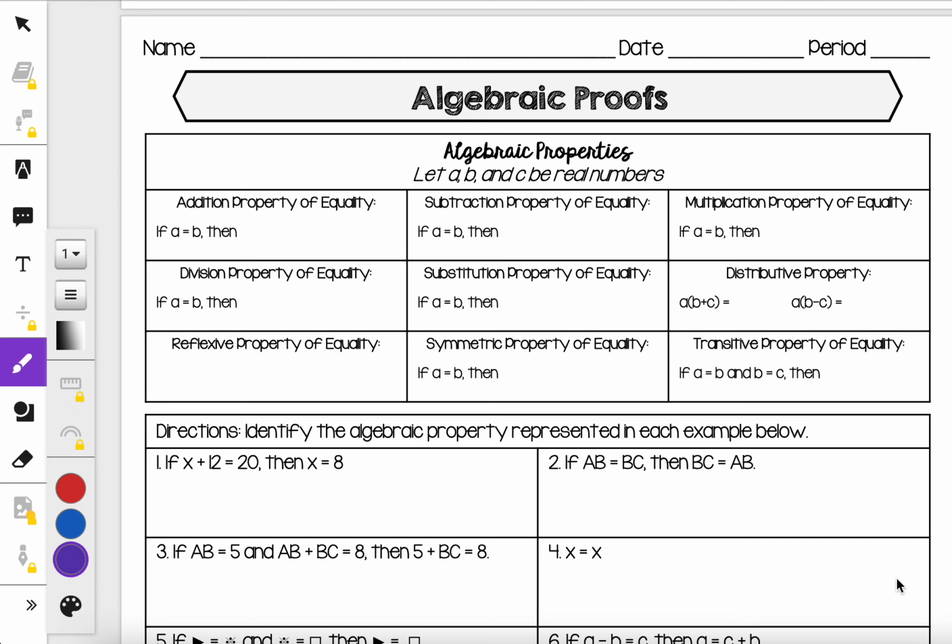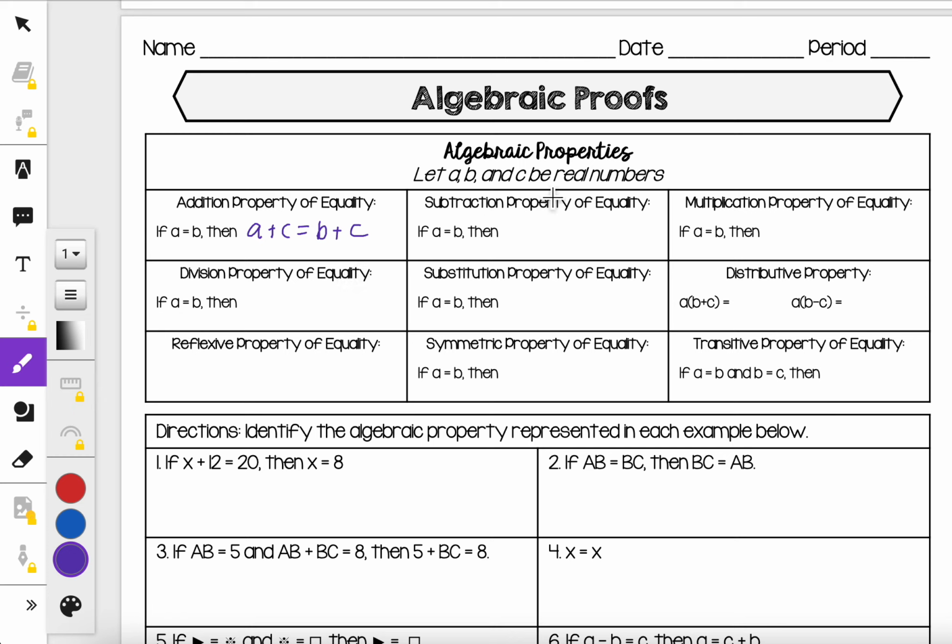So the first four properties we use all the time when we solve equations. We just don't think about it. So all of these start with if A equals B, then. And for our addition property, if A equals B, then A plus C is going to equal B plus C. So that just says if we add C to the left side of our equation, we have to add C to the right side of our equation.